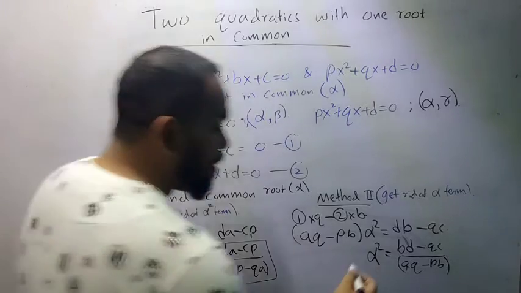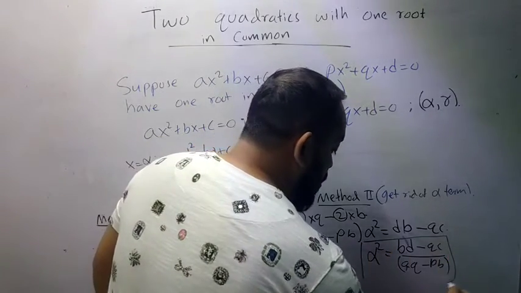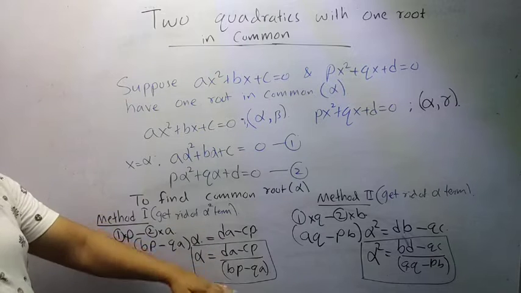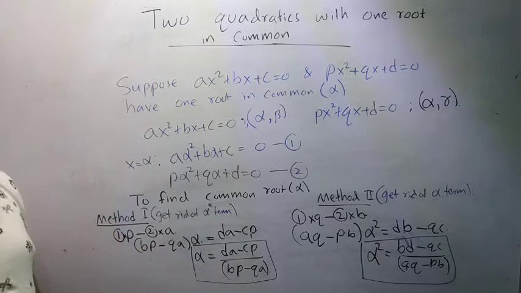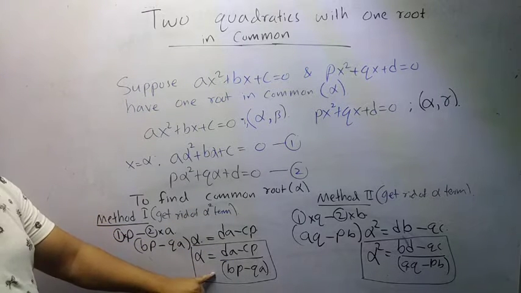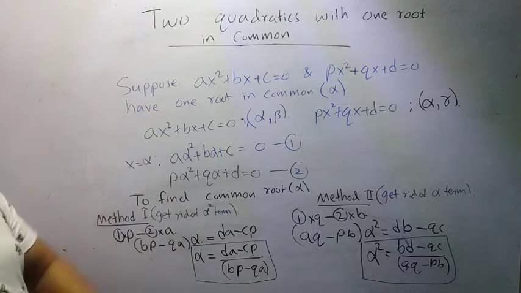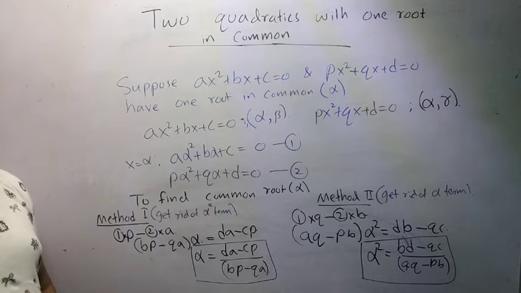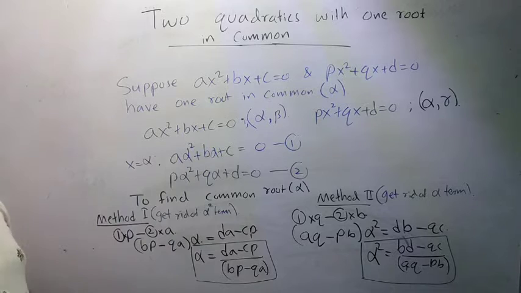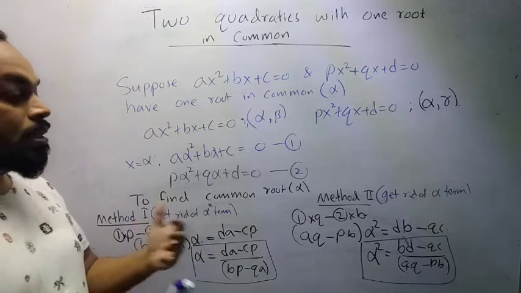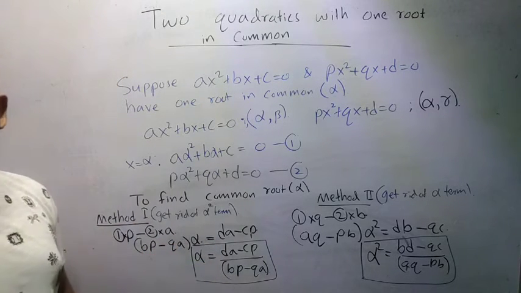Okay. So this is the common root. Alpha is the common root. So we saw the techniques. There are two techniques available to get the root in common to both quadratic equations. Right. So let's check the next part: what is the condition that has to be met.